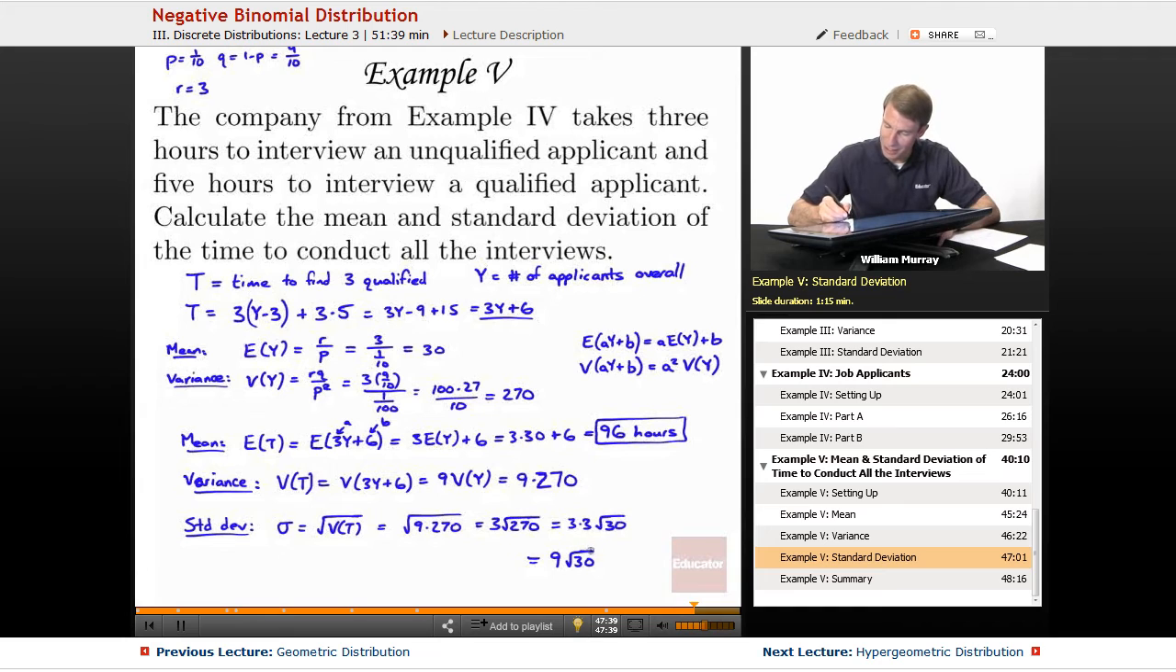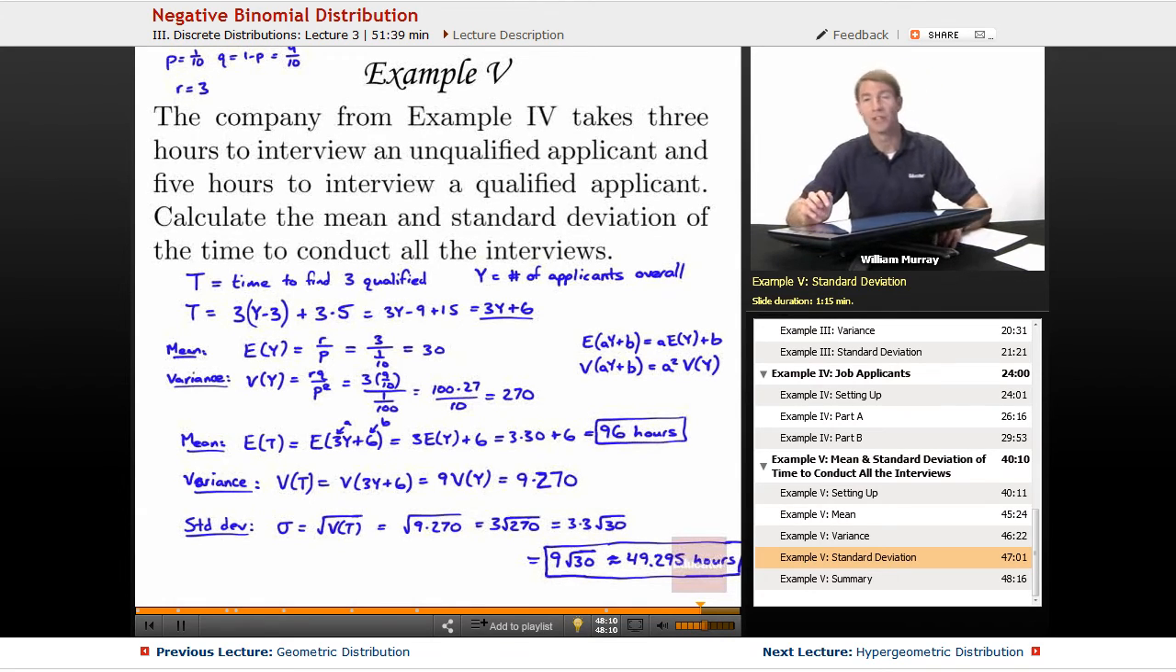That's not going to get any better until I pull out a calculator. And I did throw that into my calculator. I got 49.295 hours. That was, of course, an approximation. But that's my standard deviation in the time that the company should budget to conduct all these interviews. So that answers both of the questions that we were posed there.